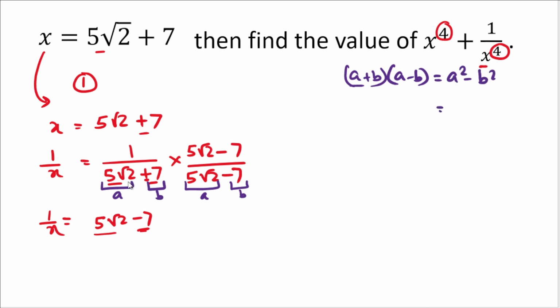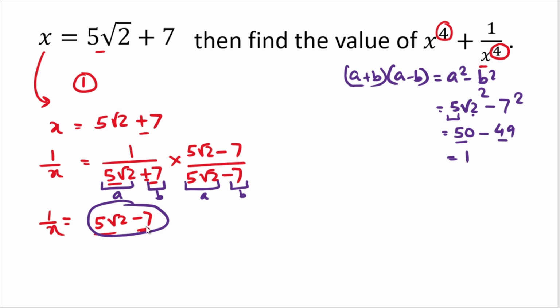So it is 5 square root 2 and its square, minus b, means 7, so 7 square. Here 5 square is 25, 25 multiplied by 2 is 50. So 50 minus 7 square, which is 49. So the result we'll get, 50 minus 49, is 1. So in the denominator we'll get 1. So the value of 1 over x is 5 square root 2 minus 7.